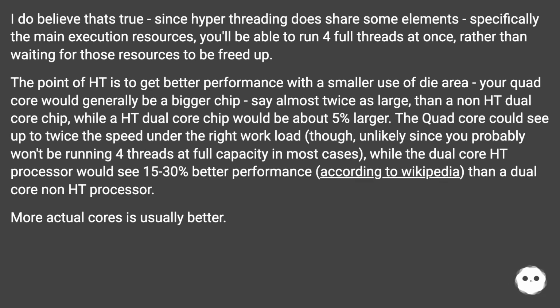Your quad core would generally be a bigger chip, say almost twice as large, than a non-HT dual-core chip, while a HT dual-core chip would be about 5% larger. The quad core could see up to twice the speed under the right workload, though unlikely, since you probably won't be running 4 threads at full capacity in most cases, while the dual-core HT processor would see 15 to 30% better performance, according to Wikipedia, than a dual-core non-HT processor. More actual cores is usually better.